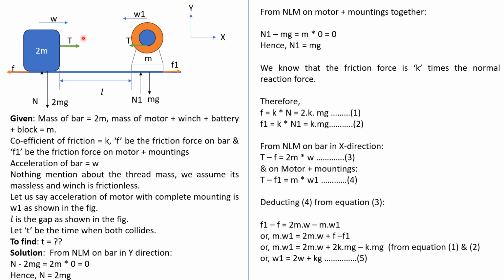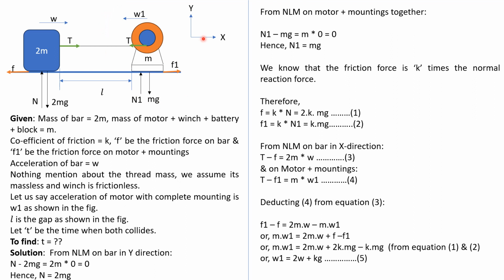If we take Newton's second law on the bar in the x direction, we can write summation of force in the x direction will be equal to the mass of the bar into acceleration. So summation of force in the x direction is, one is the T, right? And T is in the positive direction of the x-axis. T is positive, minus F, because it is acting in the opposite direction of T. So we have taken it as minus F, equal to mass into acceleration, 2m into W. So this we got as equation number 3.